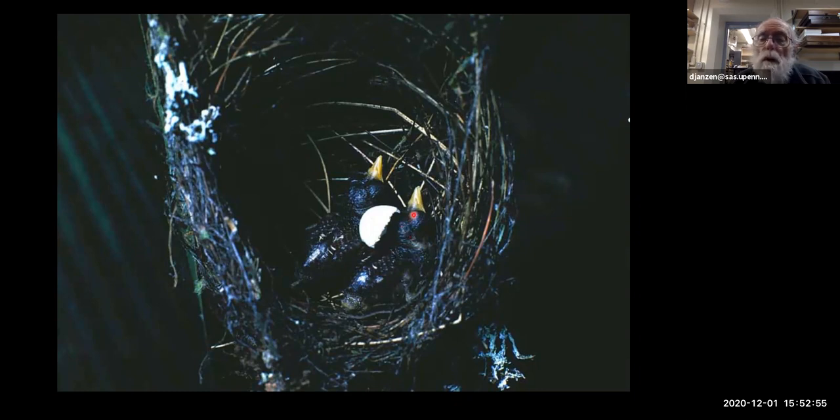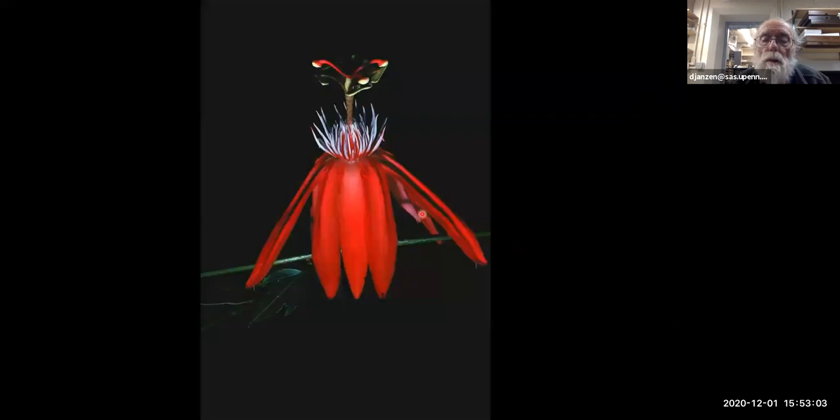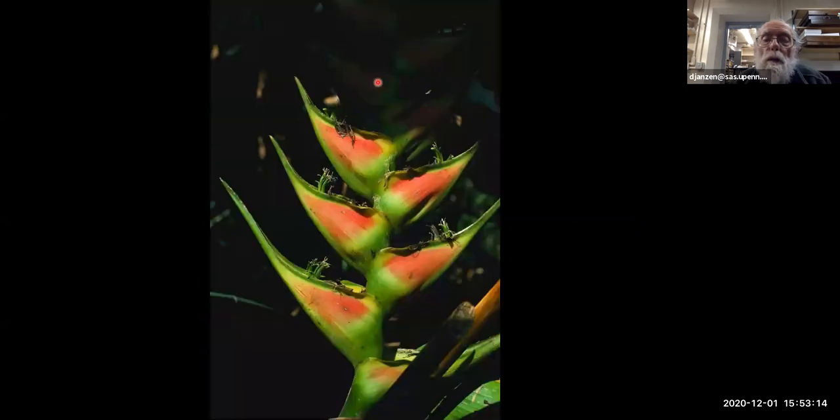But these are the ones that are getting fed insects and spiders. Some nectar, I'm sure, but the bulk of their food is protein-rich insects. Here's that red tubular flower again, and here you can see the stigmas up here and the anthers down there. Same thing.